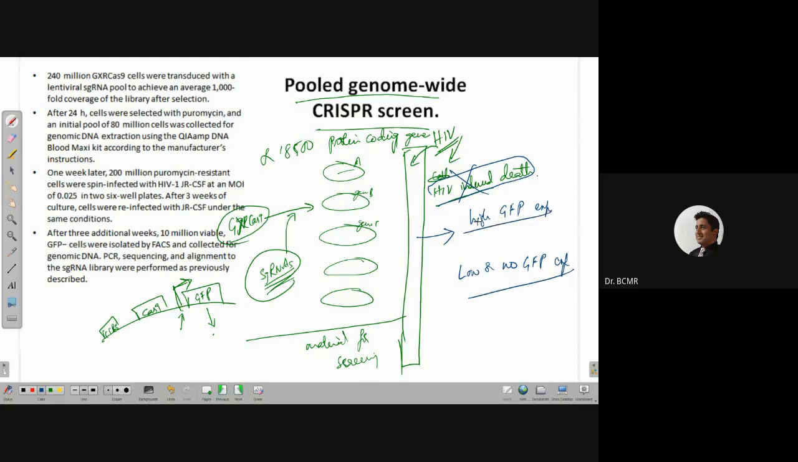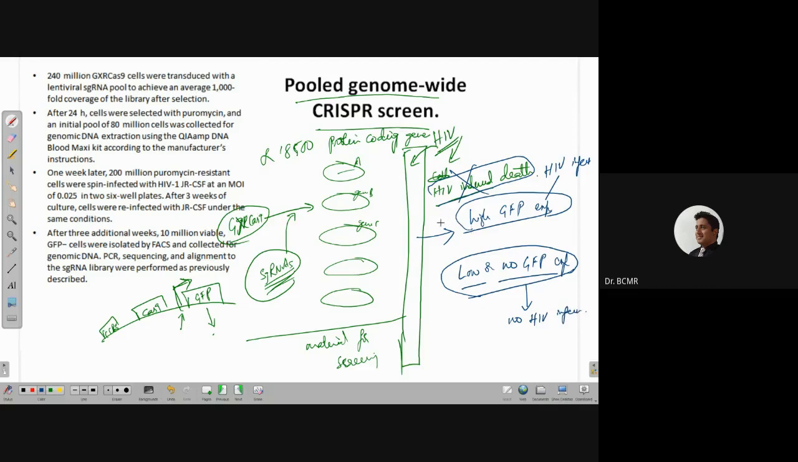What does it mean to have high GFP expression? What does it mean to have low or no GFP expression? If it is high, that means HIV has infected. And low or no GFP means no HIV infection.